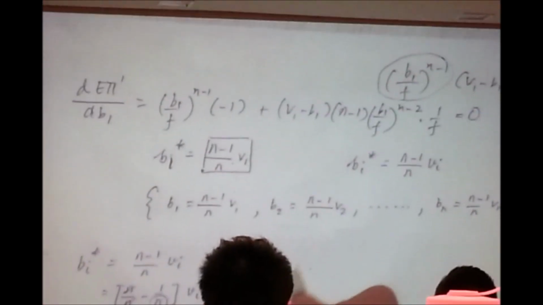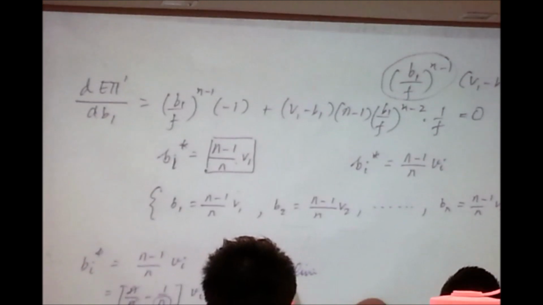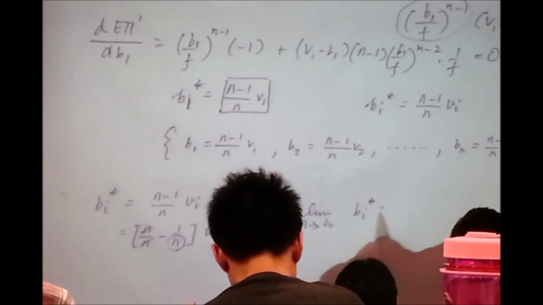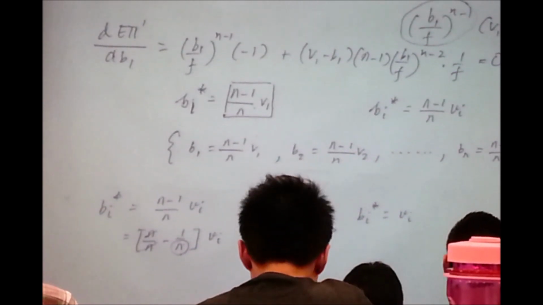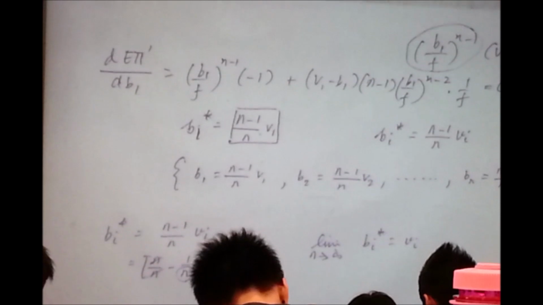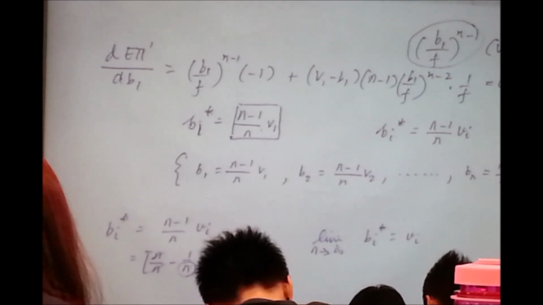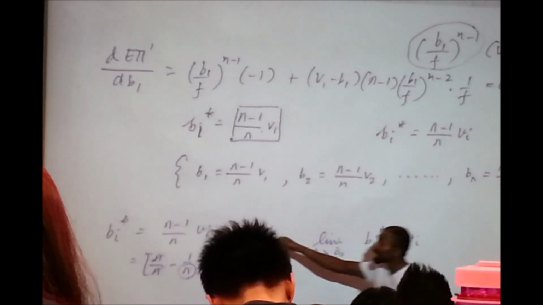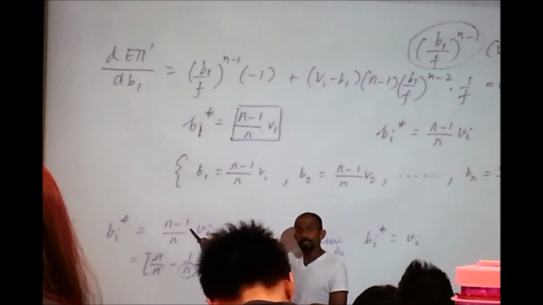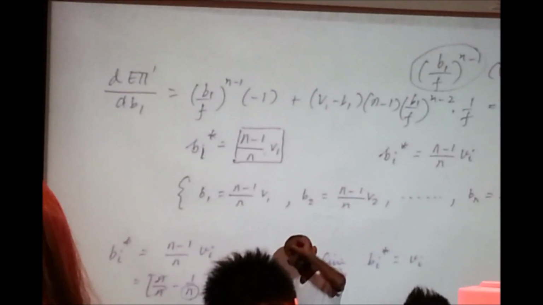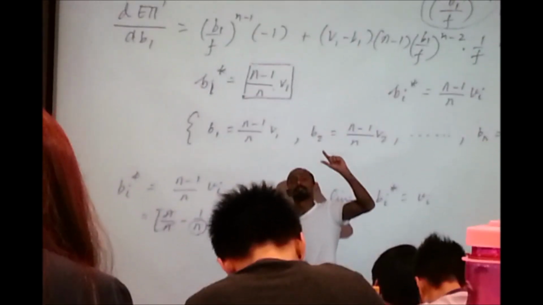So as n goes to infinity, limit n tends to infinity, di star becomes equal to di. You get closer and closer to your valuation. And remember, it is not because you are bidding a different fraction of your valuation. It's not because of that. It's because as more and more bidders, you are still bidding the same fraction of your valuation.